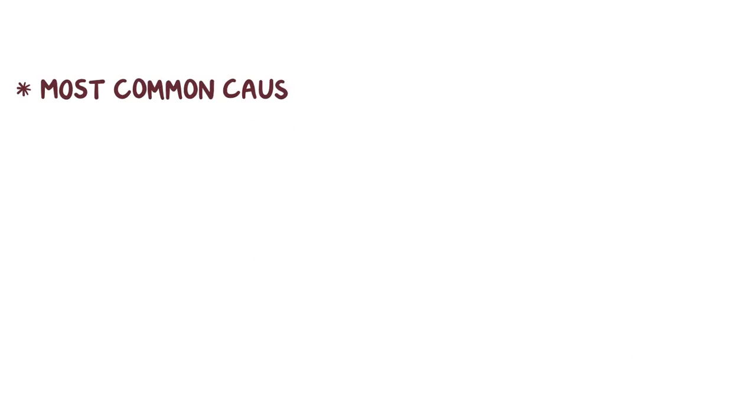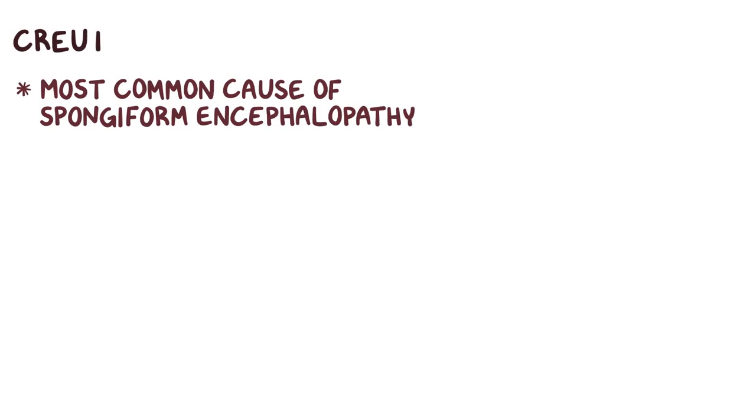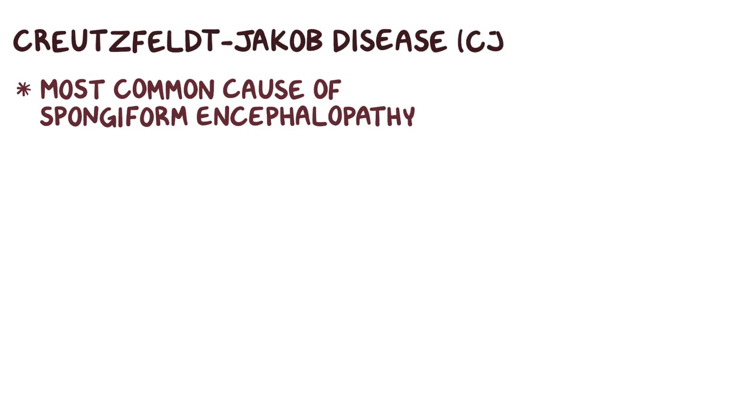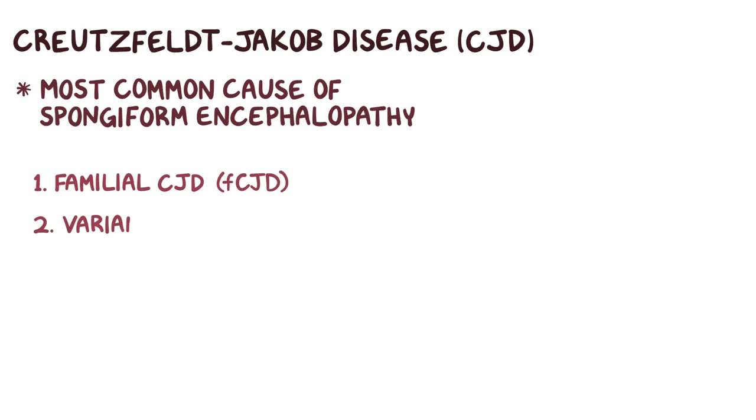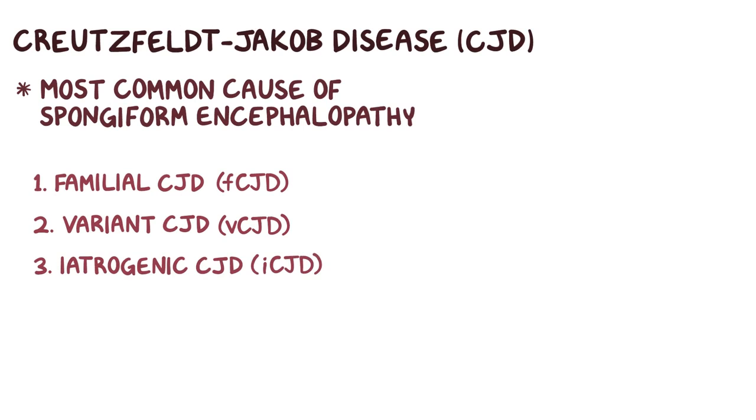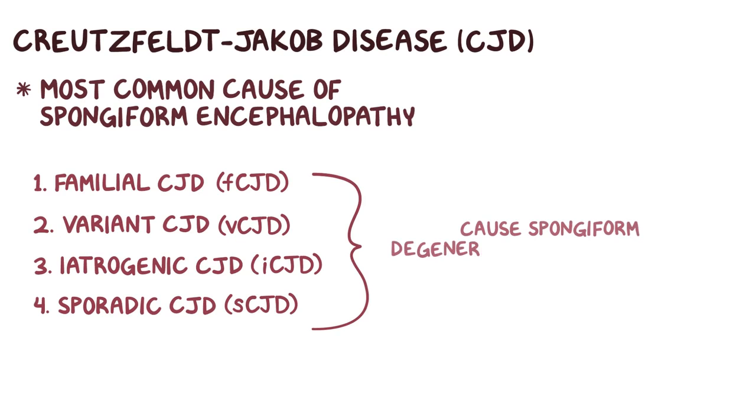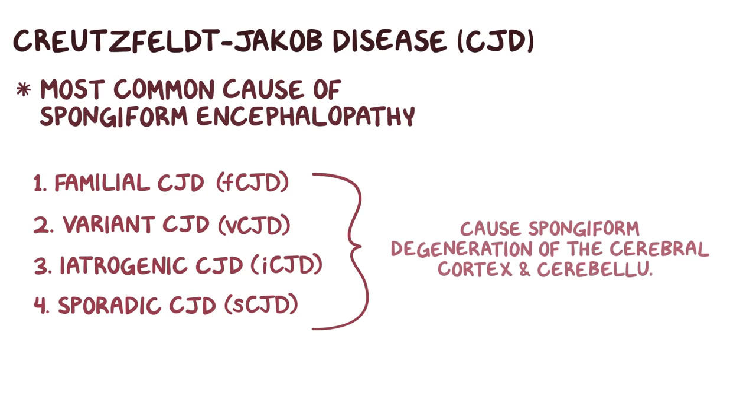Now, the most common cause of spongiform encephalopathy is Creutzfeldt-Jakob disease, or CJD, and there are actually 4 types of CJD: familial or FCJD, variant or VCJD, iatrogenic or ICJD, and sporadic or SCJD. All 4 types cause spongiform degeneration of the cerebral cortex and cerebellum.